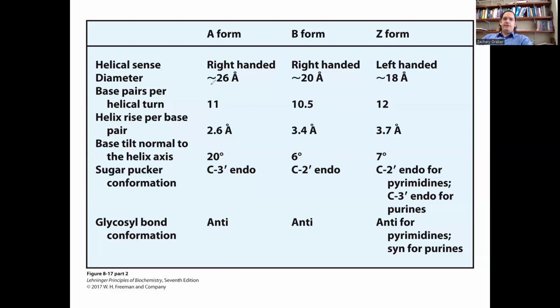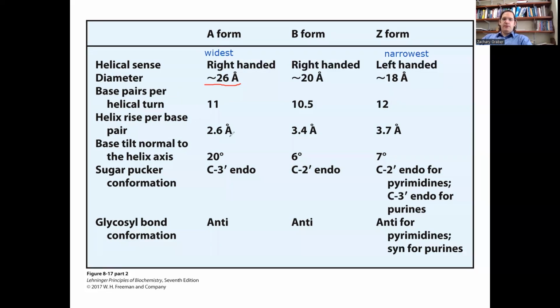You'll also notice a difference in diameter here. Our A form is the widest, and our Z form is the narrowest. So our B form is intermediate in terms of width.